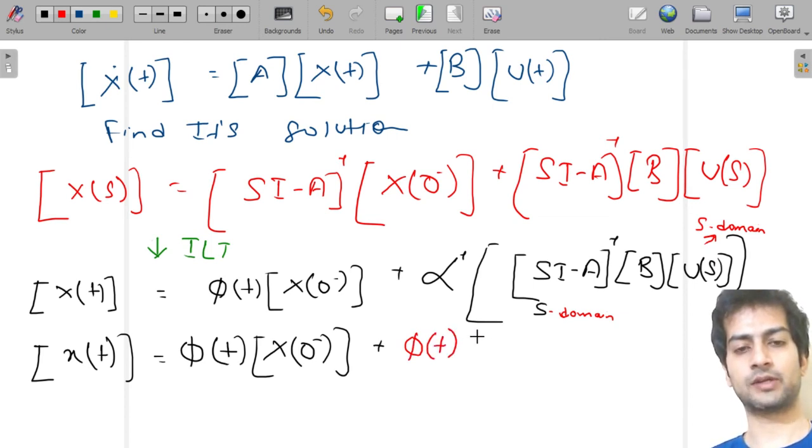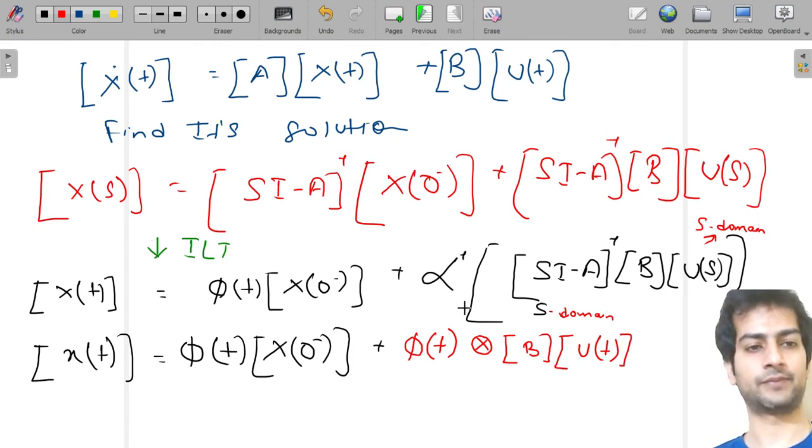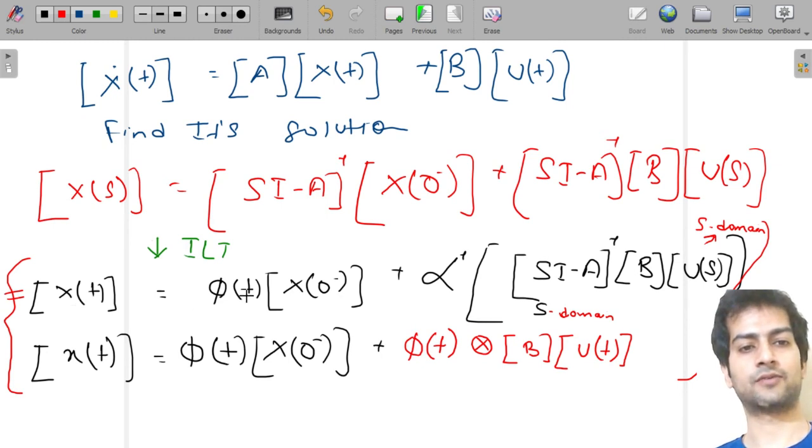So we will get what? Phi(t) convolution matrix B, and here we will get u(t). See, this will be the final solution which we will get. We can represent it like this also: x(t) equals phi(t) times the initial condition plus the inverse Laplace transform of (sI minus A) inverse B and U(s).